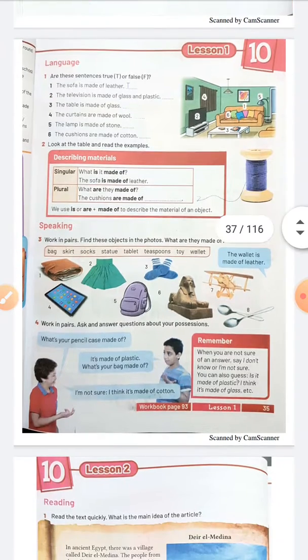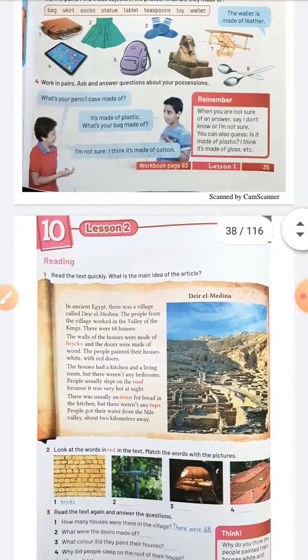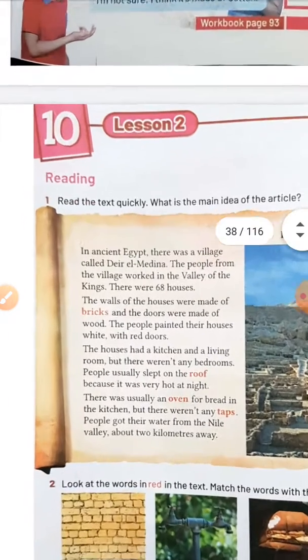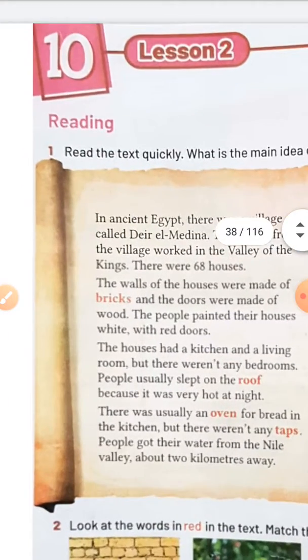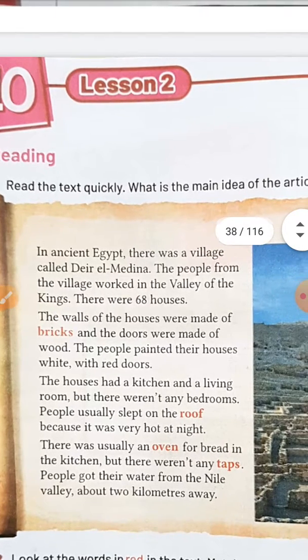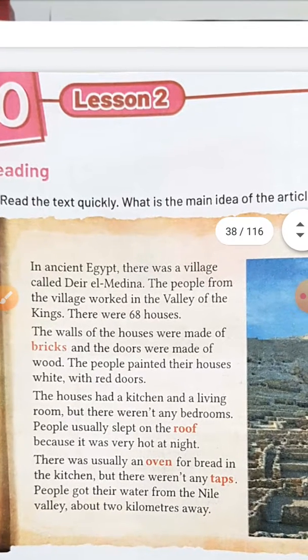Okay, now let's go to the reading text for the unit. Let's read it together and explain. In ancient Egypt, there was a village called Deir el-Medina. The people from the village worked in the Valley of the Kings. There were 68 houses. The walls of the houses were made of bricks.